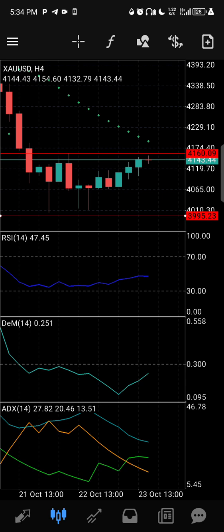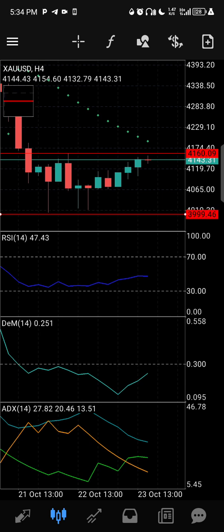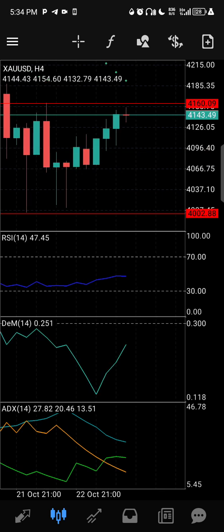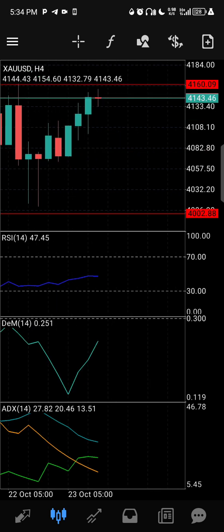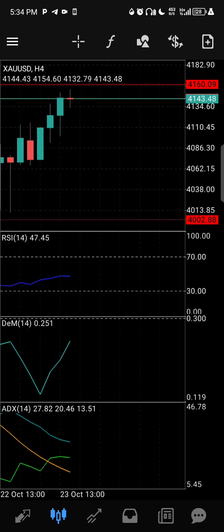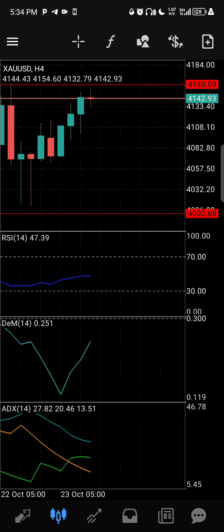I've shifted this support. Let me put it back to where it was. And this is where it was. So we're going to wait. As you can see, it's going up, and maybe by tomorrow it might break this resistance, or it might go down a bit.